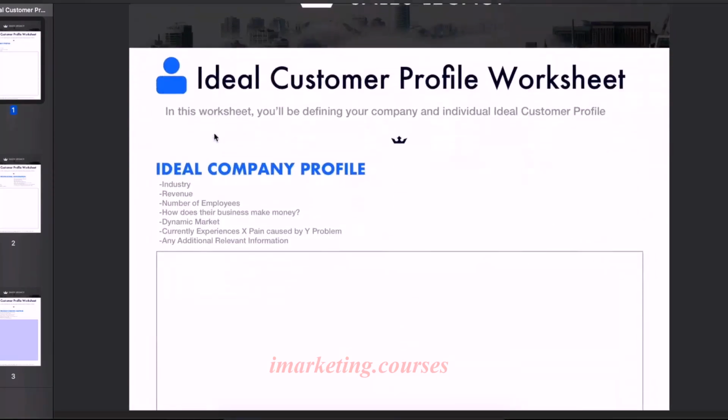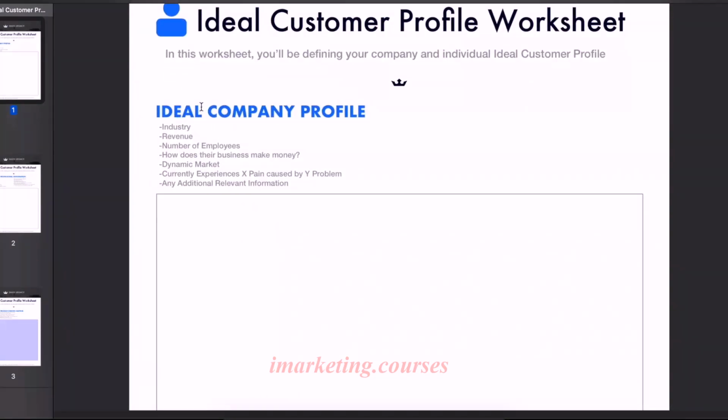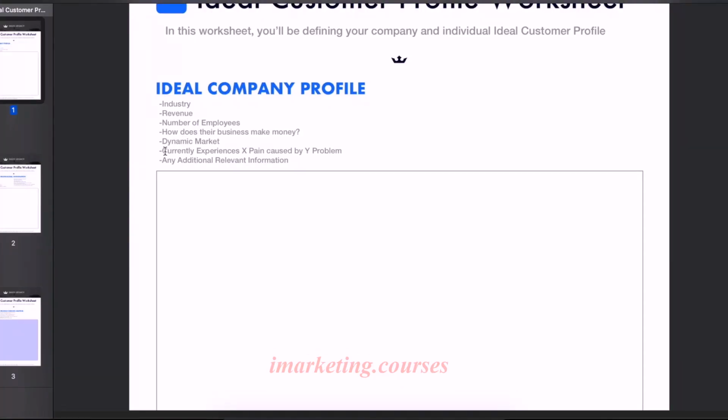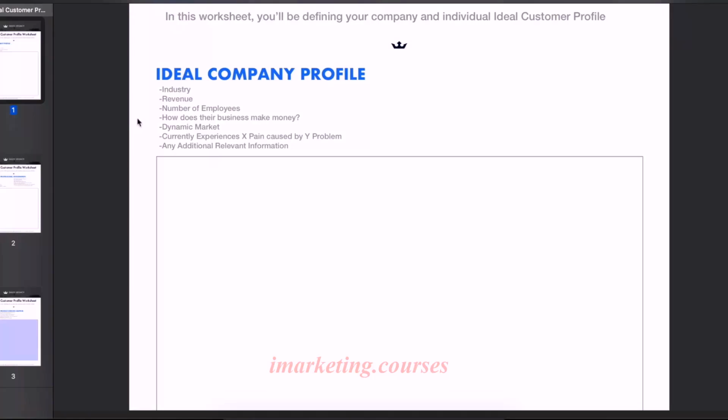Like I was saying before, for your ideal customer profile worksheet, you want to identify the company first before the individuals. So that is information like your industry, your revenue, number of employees, how their business makes money, what's their dynamic market. Remember, we talked about dynamic markets and static markets. Next part is they currently experience X pain caused by Y problem. That's getting into the crux of what problems they experience so that you can solve them later. And then you want to add any additional relevant information that is specific for your product or service or your industry, and put all this down here. By writing it all down on this worksheet, you're going to have a clear understanding of the type of companies you want to go after. So that's going to be step 1.